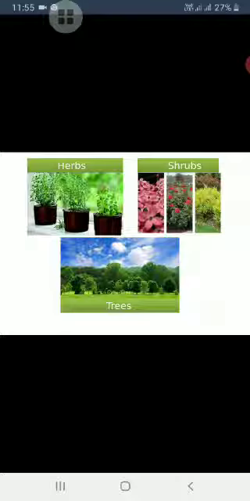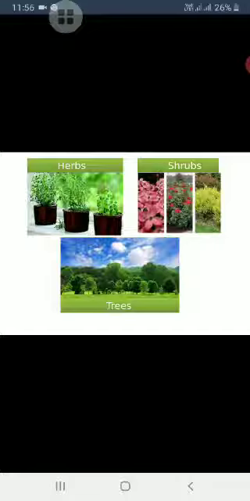Herbs are very small plants. They are smaller than shrubs. Their stems are soft, thin, and green in color. Most herbs live only for a few months. Rice, mint, and tomato are herbs. You can see many herbs in your kitchen garden also.